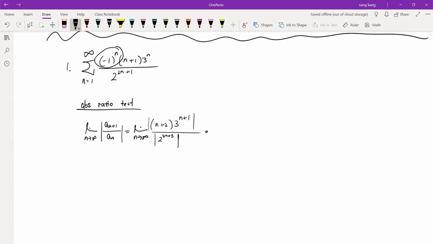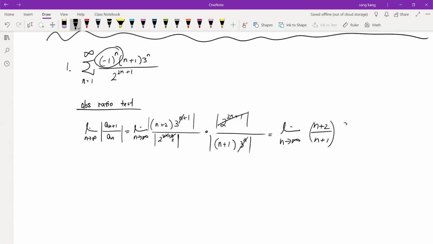Okay, so now we divide by the absolute value of a n, which is the same thing as multiplying by the reciprocal. So we have 2 to the 2n plus 1 absolute value over n plus 1 times 3 to the n. So we can cancel out 3 to the n with this 3 to the n. We can cancel out this guy with 2 to the n, and one of these we can cancel out, so it'll just be 2 squared in the denominator. So we'll have the limit as n approaches infinity of n plus 2 over n plus 1.